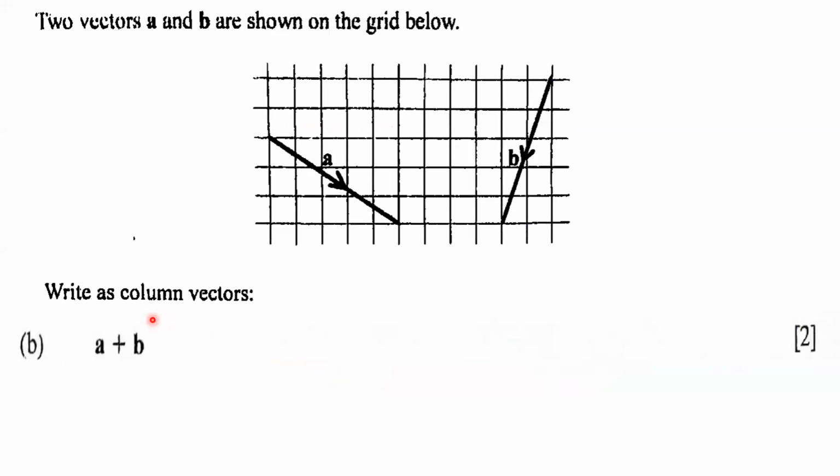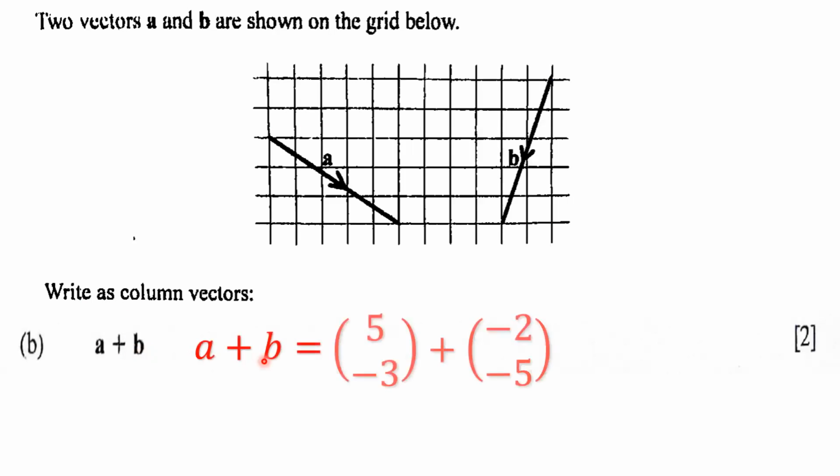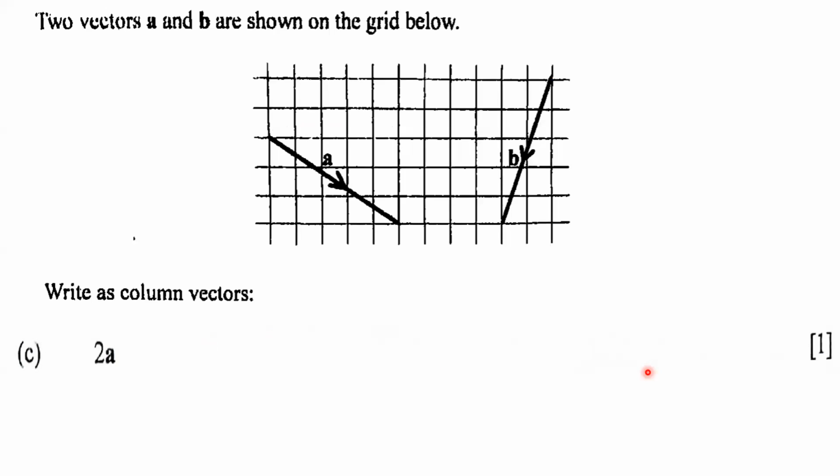Okay, the next question says, write as a column vector A plus B. Now that we already got the column vectors, we just need to add them. So A plus B is going to be equal to the column vector for A plus the column vector for B. We're going to add corresponding entries. So we have 5 plus -2, and 5 plus -2 is +3. And we have -3 plus -5, and that's going to give us -8. And so the sum of these two vectors, A plus B, is going to be 3, -8. Okay, let's move on to the next question.